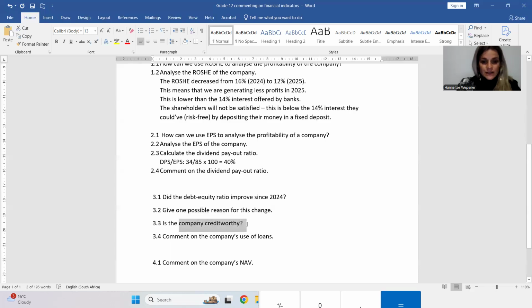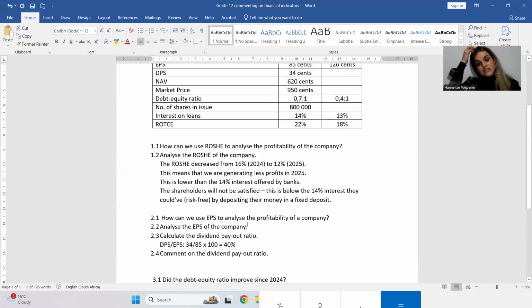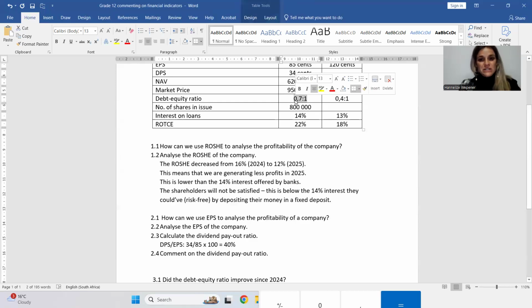Is the company credit worthy? So yes, the company is credit worthy because their debt equity ratio is below 1-to-1. However, they have now moved from being a low risk, below 0.5-to-1, to being a moderate risk, moving towards a high risk. So we want that ratio to be maximum 1-to-1, but 0.5-to-1 would be ideal. So no, it's not a complete extreme high risk yet.